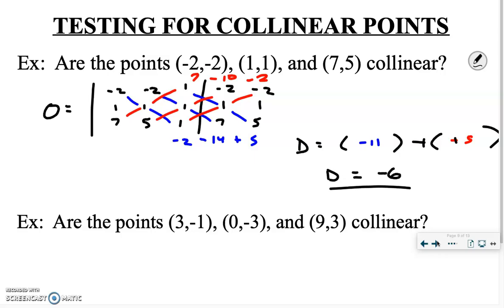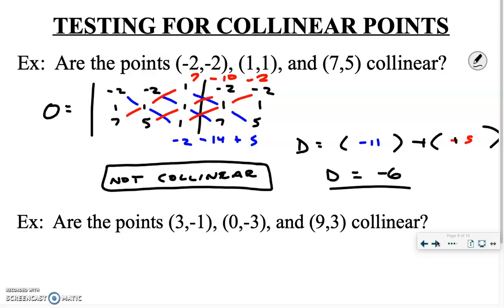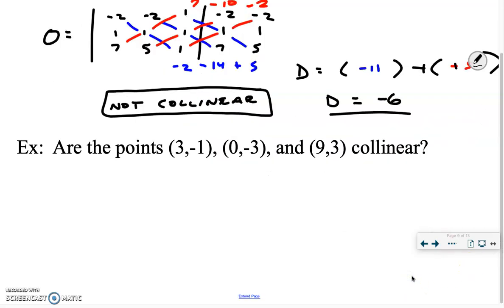D was supposed to equal 0, instead we got -6. All that tells us is that these points are not collinear. No big deal, they're just not collinear, which means the 3 points would create a triangle, which means there would be an area if we decided to go that route, which we didn't need to, but that's how it would play out. All right, so trying that again.